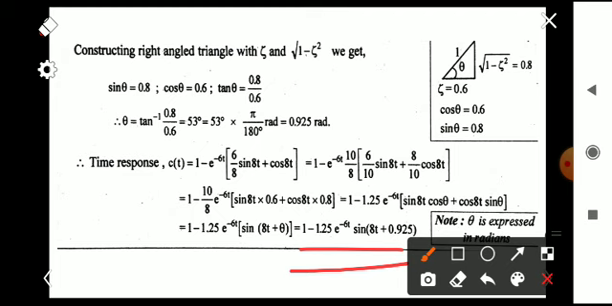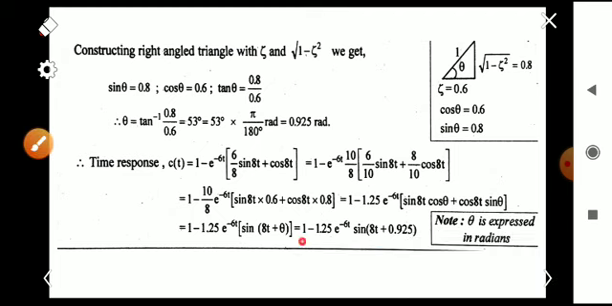Our last answer is 1.25 e raised to minus 6t sin (8t plus 0.925), which is something simpler than the earlier function, since we have eliminated the cos 8t term.